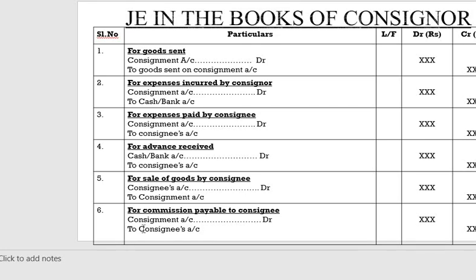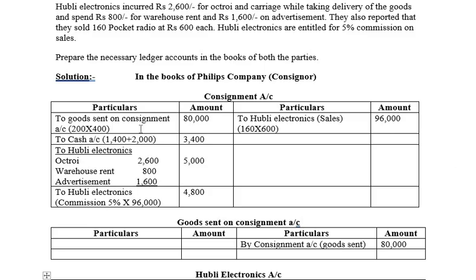Consignment account debit to consignee's account. When it is commission payable, then consignment account debit to consignee's account. So consignment account debit, that is to Hubli Electronics, consignee's account, in the bracket commission. Commission, how much are you receiving? 5% on sale. 5% of how much is the sales amount? Here it is 96,000. So 5% of 96,000 is 4,800.